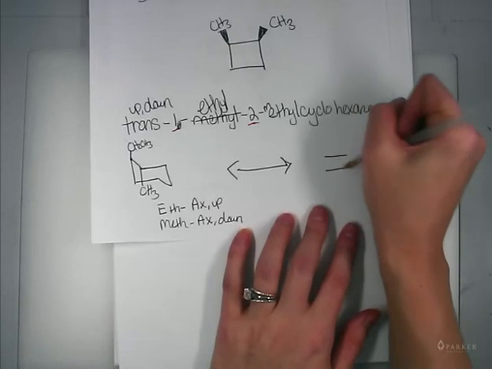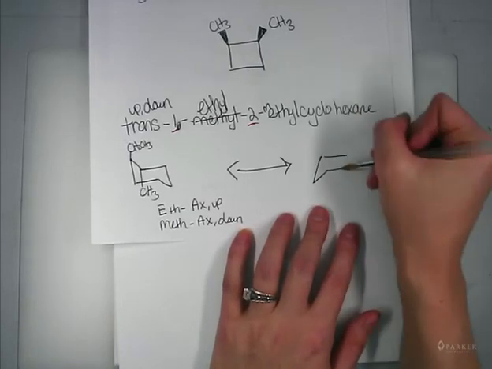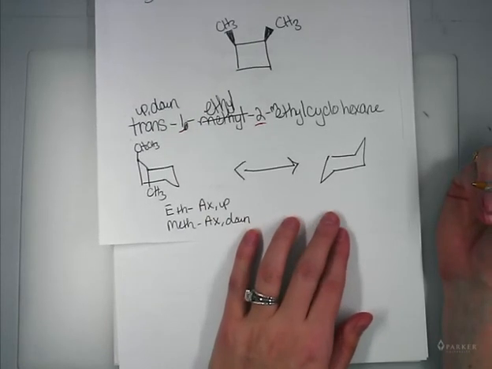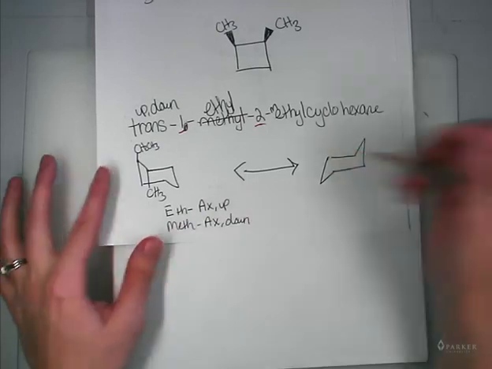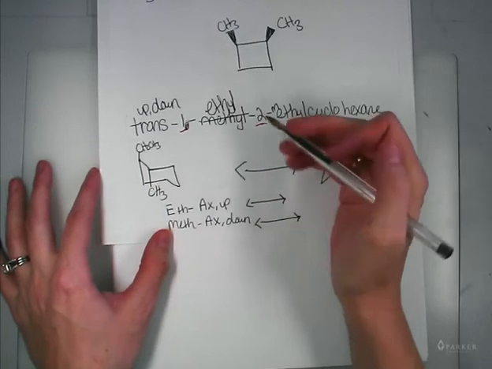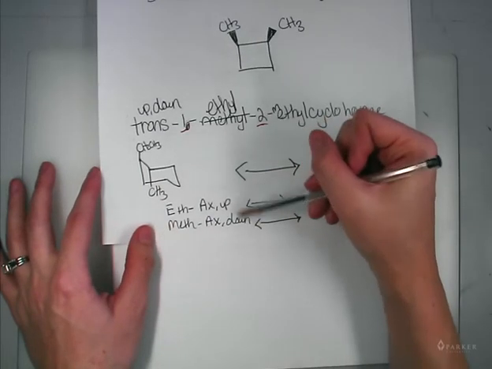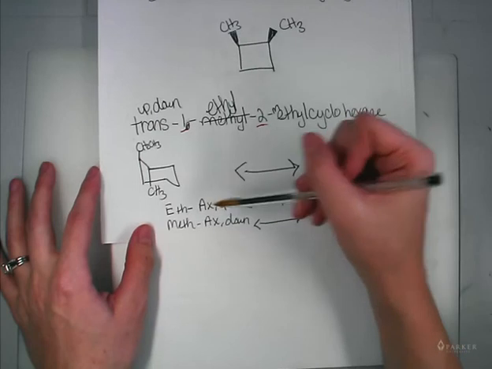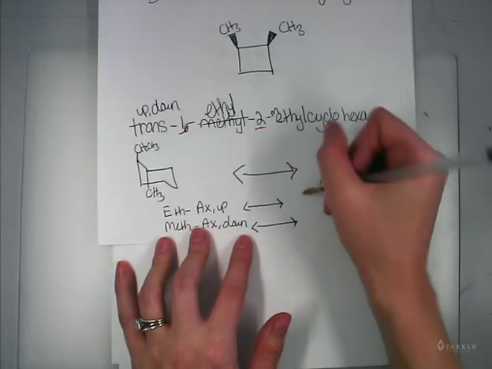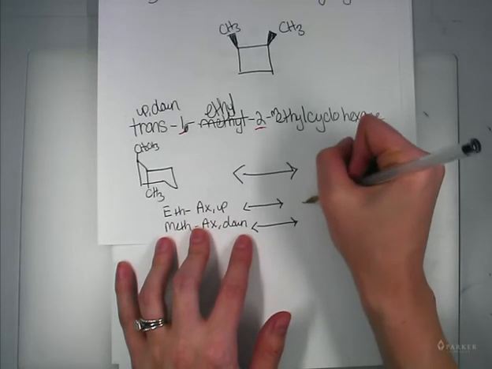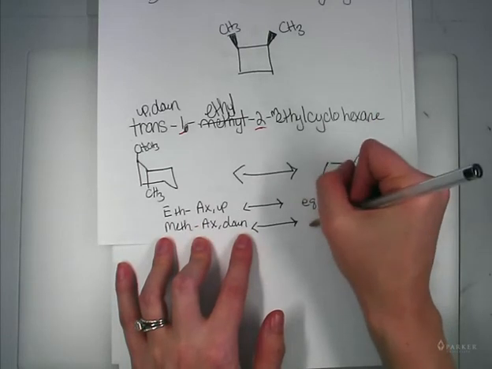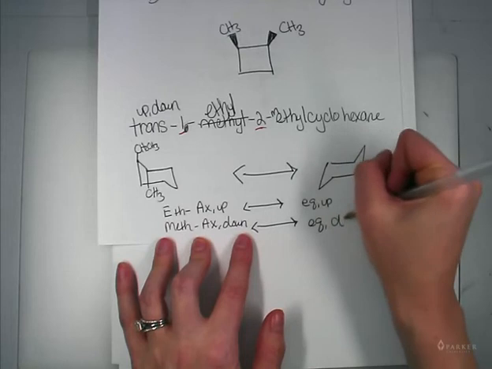So you reverse it. This flap is going down now. This one's going up. Now when we flip it, what do we change? We only change one of these things. Do we change the way it's pointing? No. What do we change? Axial and equatorial. That's what changes. So the ethyl will now be what? Equatorial up. And the methyl will be equatorial down.